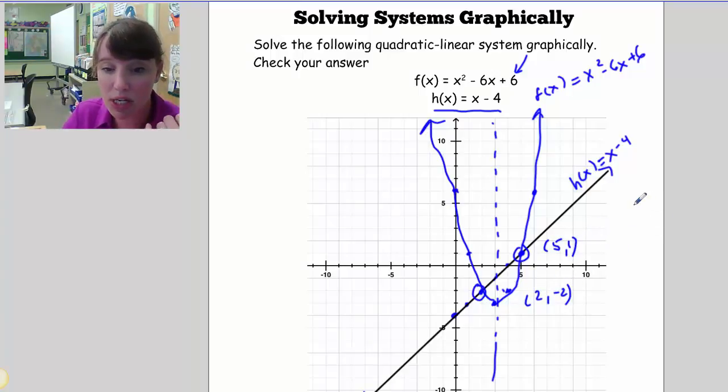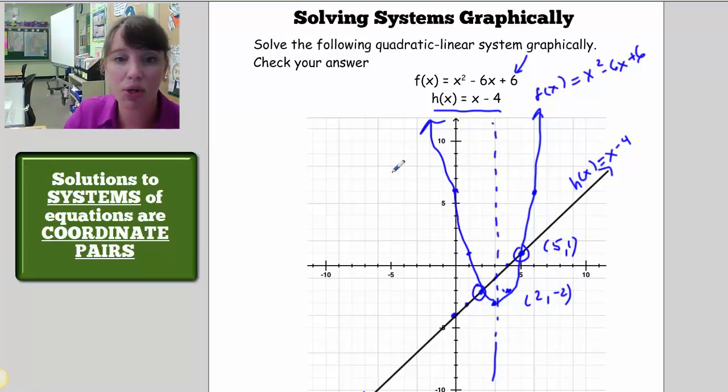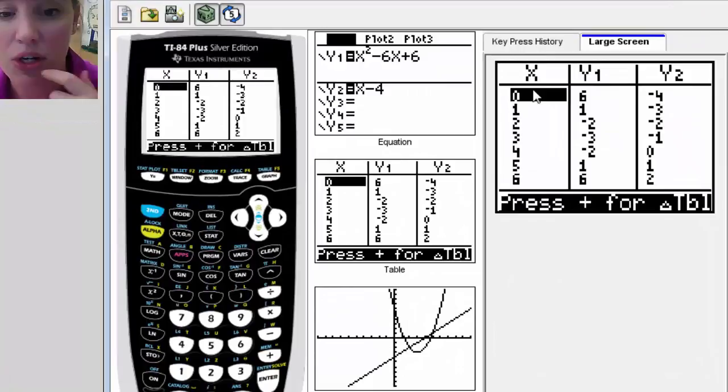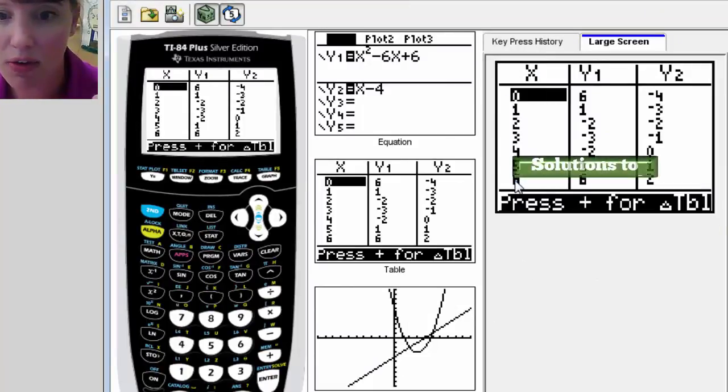Remember, the points of intersection are the solutions to the system, so they're always coordinate pairs. It's not just an x value. What we can do is check. It's a little easier to check here, since I've graphed them both together. There are a couple different ways I can check. For the x value of 5, both functions are 1, so that's good news. For the x value of 2, both functions are -2, so that's exactly where they meet.